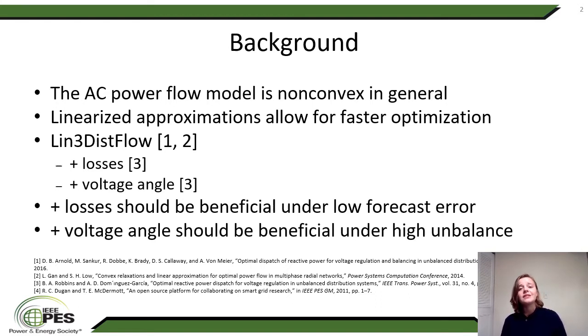In terms of predictions, we predict that adding information about the nonlinear loss term will be beneficial as long as there is low forecast error, so as long as the reference network is similar to the actual network. And we also predict that getting information about the voltage angle ratio will be beneficial when there is high unbalance, since when there is high unbalance, the assumption that the voltages are balanced throughout the network is very much not true.